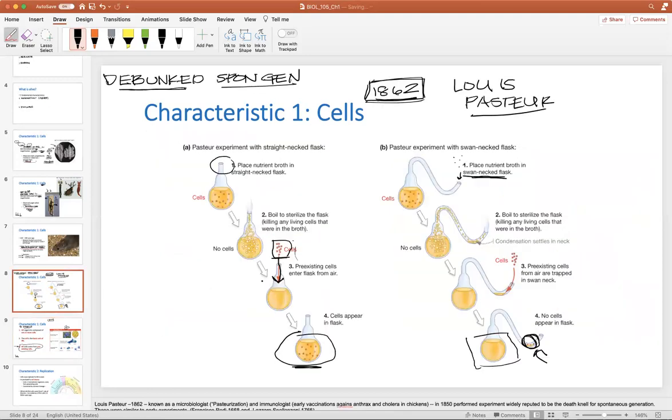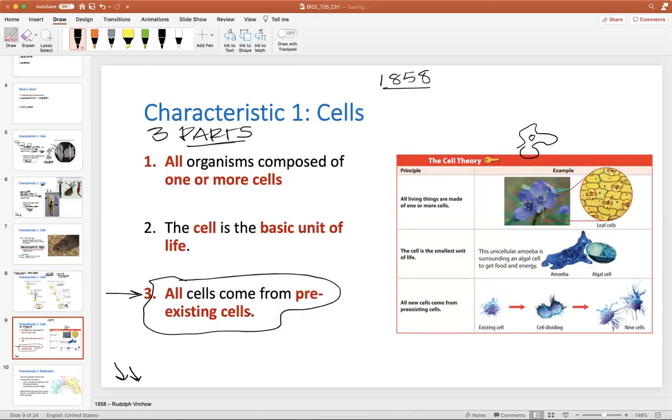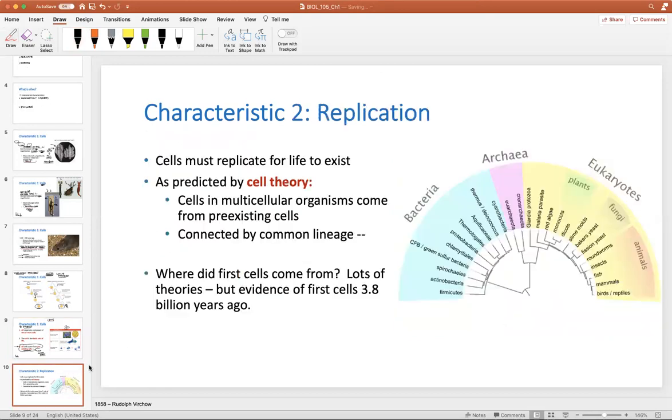Let's go back one. These cells here didn't come out of nowhere. They came from pre-existing cells, right? So this is no spontaneous generation. Cells have to come from somewhere. They're not just poof, magically placed somewhere, right? So there's actually some implications to this right here. This third tenet of the cell theory has some implications.